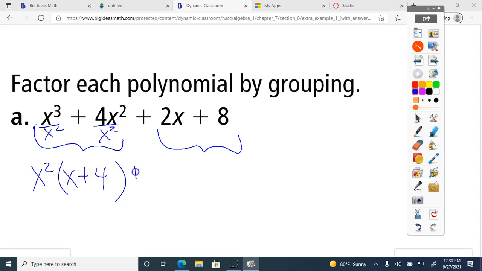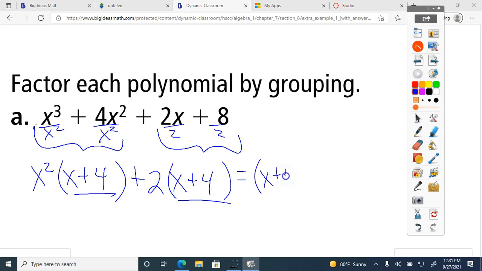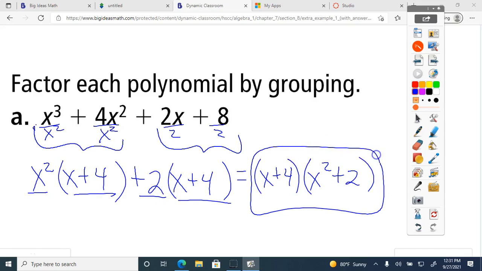Plus 4. Plus 2. What do these have in common? Divide by 2, divide by 2. What's left? X plus 4. They both have an x plus 4. Move it to the front. And what are you left with? X squared plus 2. What was that one that you just said?